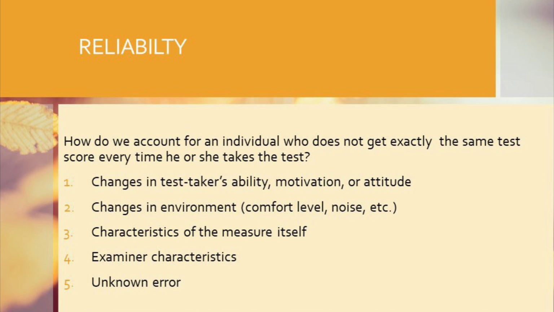Finally, unknown error accounts for the unknowns, right? Basically, other factors that impacted the test that we weren't able to identify specifically. It may be ultimately examiner characteristics or characteristics of the measure itself. It may be a data collection error or some other error. But the point is that it's unknown. So this is another piece that we do have to factor.